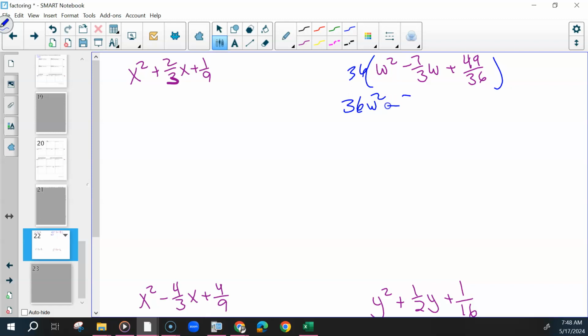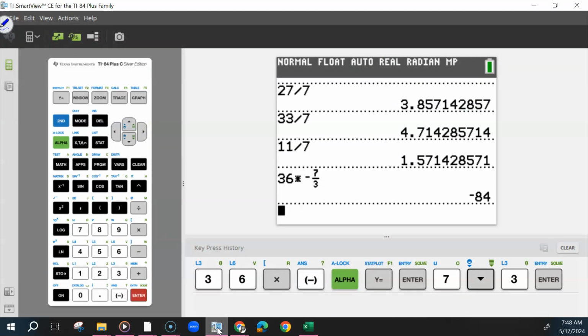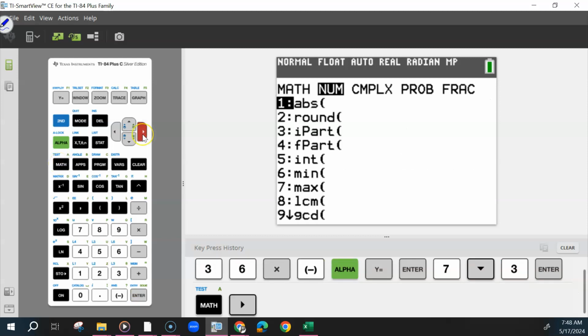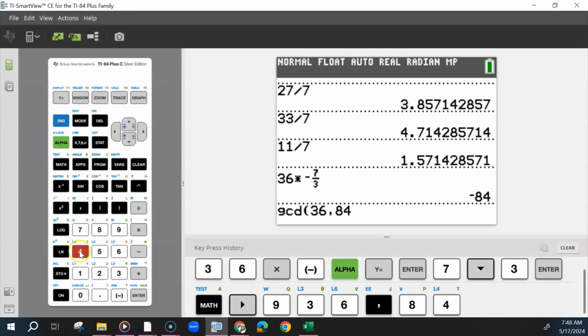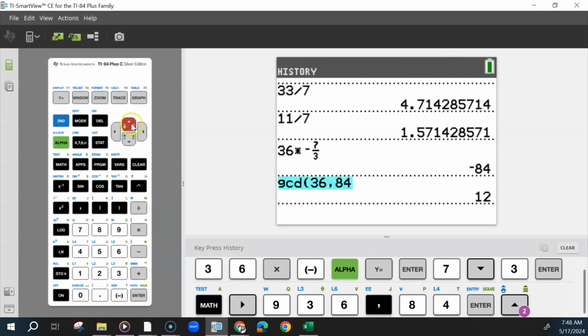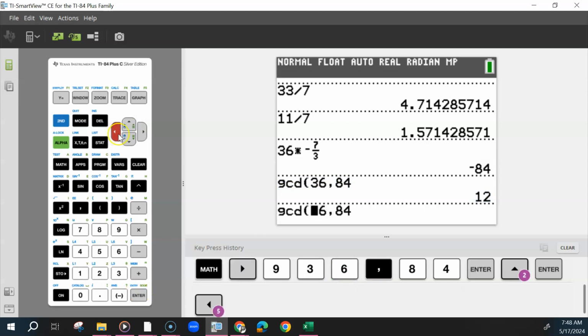-84. And then the 36 is here, which cancels, leaving 49. On my calculator, I can look and see if I have a GCF by going into math, going over to number, scrolling down to number 9, and then putting in the numbers 2 at a time, 36, 84, and then doing it again, but doing 84 and 49.